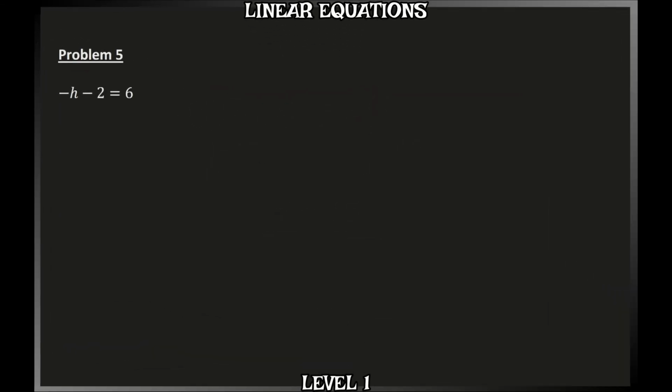In problem 5, we're solving minus h minus 2 is equal to 6, and we need to find the value of h. Now on the left hand side, we've got a minus 2 that we'd like to get rid of, and the inverse of minus 2 is plus 2. So we add 2 to the left, and we also need to then add 2 to the right.